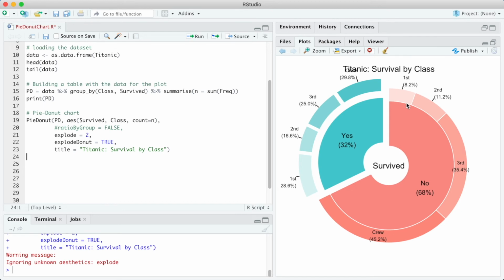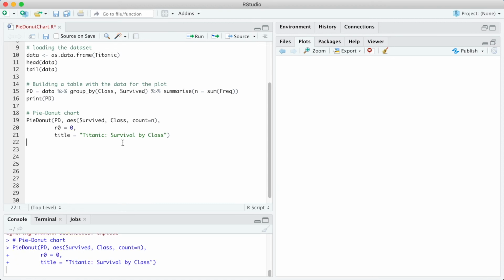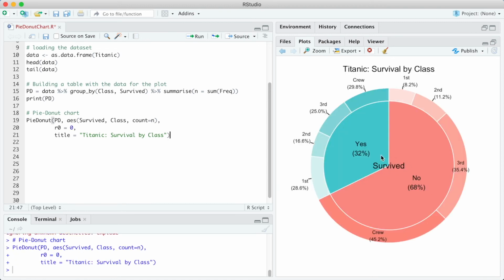Finally, let's see how to control the radius of the pie and the donut with the arguments R0, R1, and R2. R0 is the radius of the internal hole with a default value of 0.3. R1 is the radius of the internal pie, 1, and R2 is the radius of the external donut, 1.2. Let's start by making R0 equals 0. Now, we do not have the hole in the middle of the pie anymore.